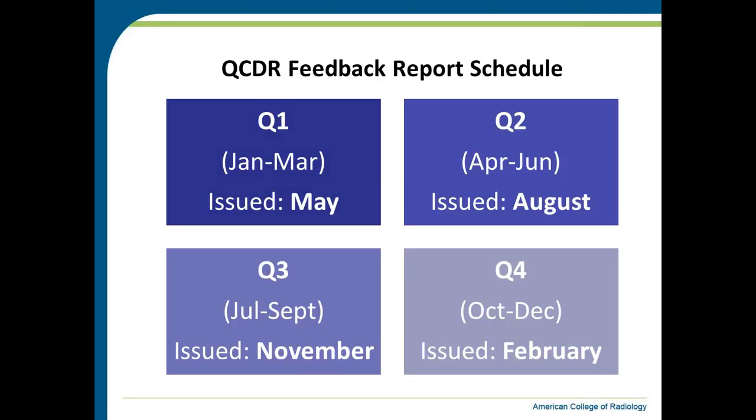This is just a reminder of the QCDR feedback report schedule. As I mentioned, Q3 is the most recent data that we have, and this is only accounting for exams that were submitted between July and September. So Q4 is where you will have, and we're planning to issue this in February, it may be slightly delayed with all of our help and support we're going to do for you all to get you ready for the CMS submission. That's where your October through December exam counts will really be accounted for. So that's why we don't want you going in and selecting measures that you submit 100% of your data if you haven't been able to view those measures.